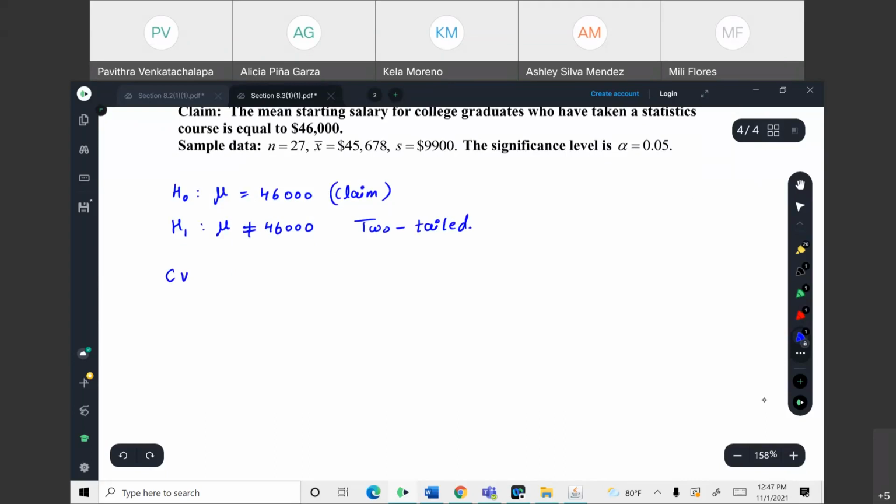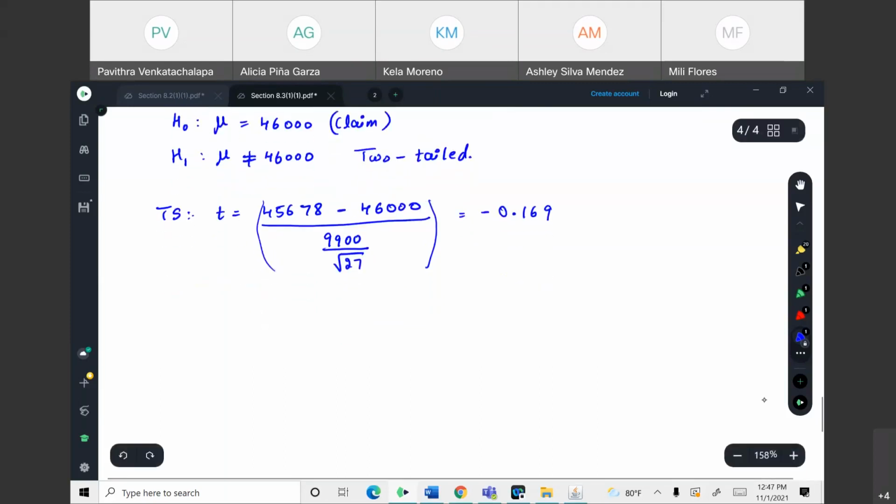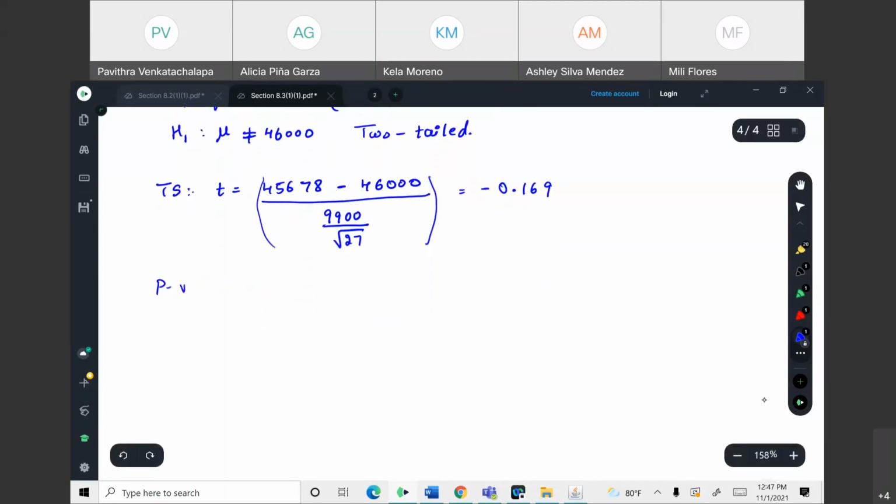Now you will calculate the critical value. We will skip this only for this example. Now test statistic, t will be equal to 45,678, that's your X bar, minus 46,000, that's your population mean, divided by standard deviation as 9,900, it's given, divided by square root of n, which is 27. So if you do this, you will get it as negative 0.169.